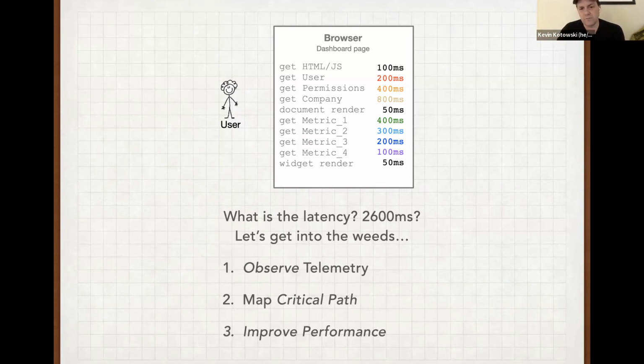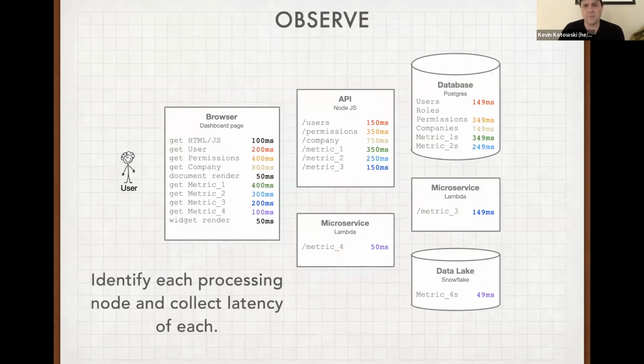Well, no, not really. We're going to follow our process. We're going to observe the telemetry, map the critical path, and then improve performance. When we're observing, we want to actually know what's happening for each of these calls. Inside of the browser, the user request is going to go off up to the API and query the database, and we're going to want to actually see these examples. They're fairly contrived, and these numbers are actually far larger than I would hope that your system is running at.